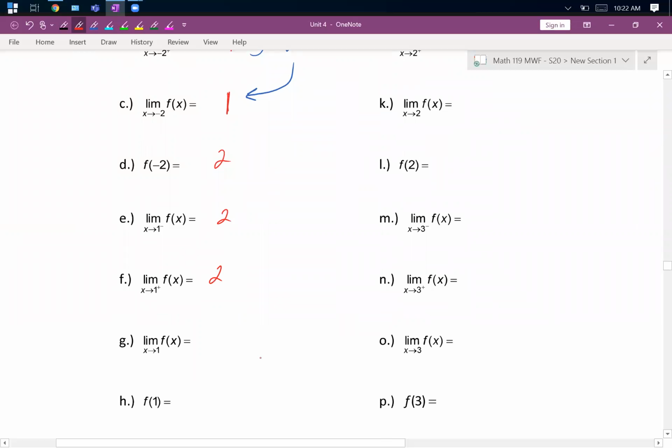Part G says, what's the limit as x approaches 1? What's that going to be? Is that defined? Won't it be 2? It's going to be 2 because these two match.